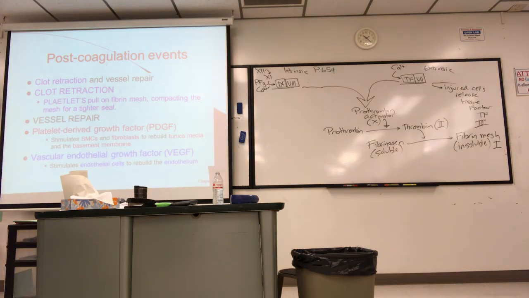Stopping the bleeding is crucial, so you stop losing blood. But now we repair. So the first thing you do is you bring the edges of the injured vessel wall together. Okay, and if the damage is too big, like for example, you get a cut and it's too big, you have to go and get stitches, because the stitches just bring the pieces of flesh together and allow the tissue to heal. Same thing is happening here. The clot retracts, and so it allows for vessel repair.